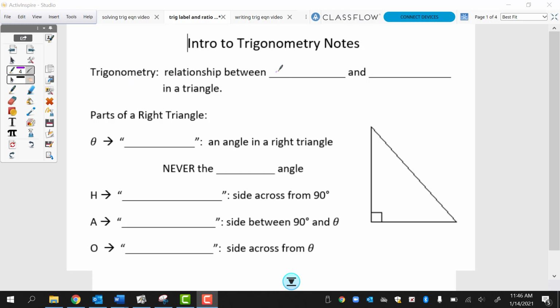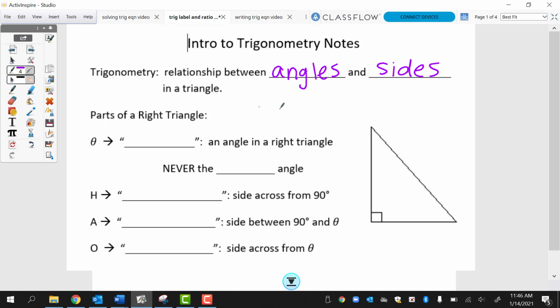So that is the relationship between angles and sides in a triangle. Okay, so the first thing you have to be able to do is label a triangle correctly. If you can't label the triangle, it's just like in Pythagorean theorem. If you can't label it, then you can't use a squared plus b squared equals c squared.